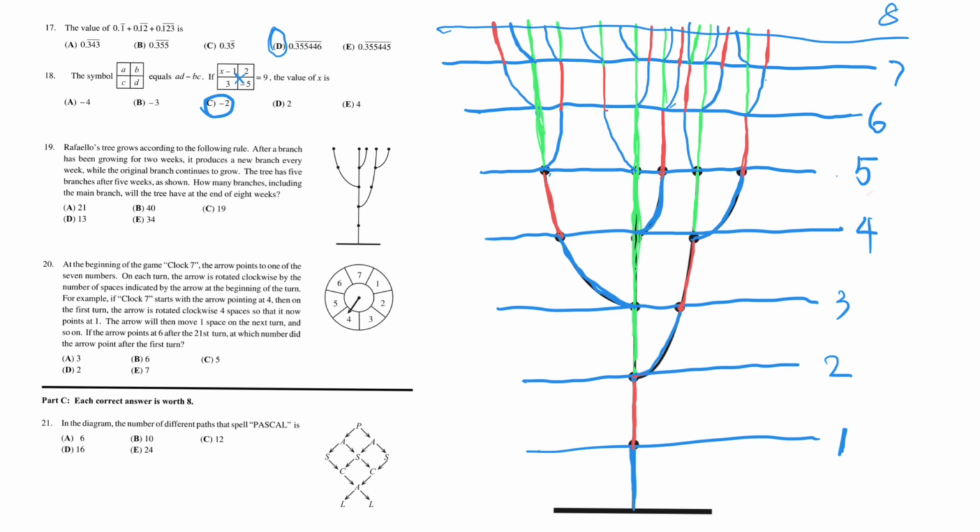So the branches are 1, 2, 3, 4, 5, 6, 7, 8, 9, 10, 11, 12, 13, 14, 15, 16, 17, 18, 19, 20, 21. At the end of the 8 weeks, there are 21 branches total. That's the answer A.